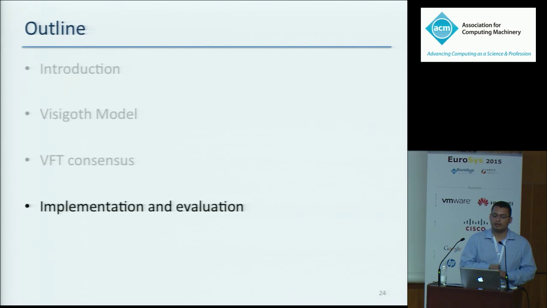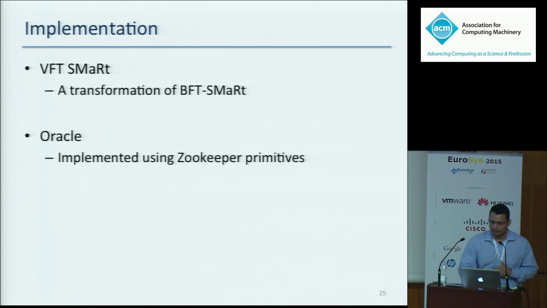Now I will talk about a few details about the implementation, how we evaluated it, and some results. We implemented VFT by extending a popular open source BFT library called BFT-SMaRt. The main changes were basically adapting the protocol to use the VFT primitives and adding a layer to control the timers, so you need to know when you are able to make progress with a smaller quorum. The oracle was implemented using Zookeeper, but you could use something else, like a full-fledged BFT. And then we performed an evaluation.